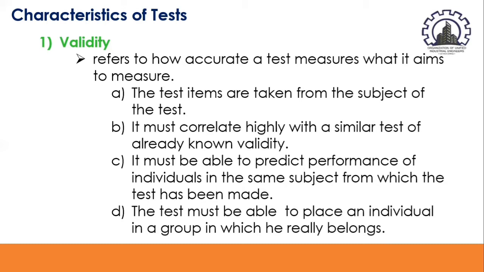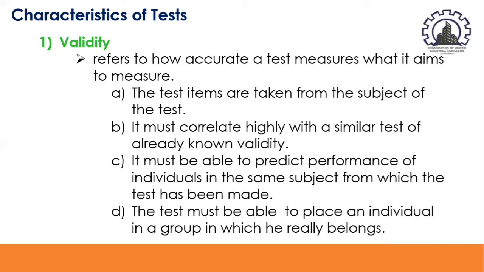And third, it must be able to predict performance of individuals in the same subject from which the test has been made. This means, for instance, if a student gets only 80% in a standard geometry achievement test, then he is able to get the same rating in a test of similar nature in geometry. And finally, the test must be able to place an individual in a group to which he belongs.